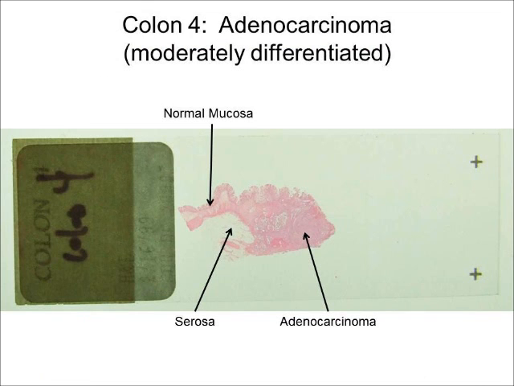Examine the slide labeled colon 4 by eye and identify the region of normal tissue on one end. Observe that the bulk of the tissue consists of adenocarcinoma that has resulted in surface ulceration. This section does not contain any residual adenoma.